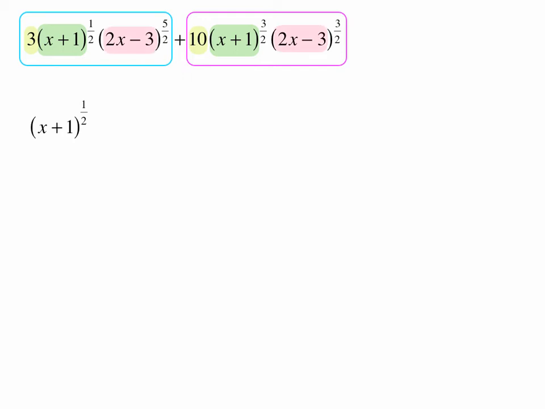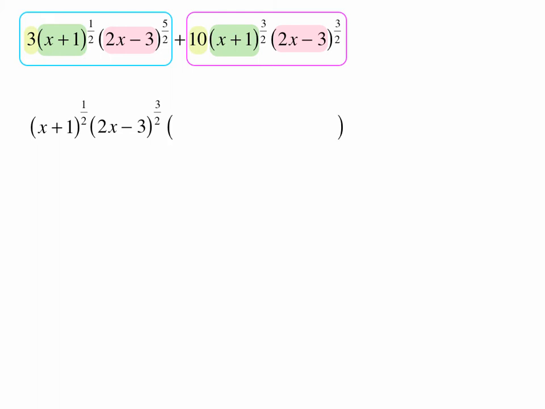The last thing in both sets, we have the same base of 2x minus 3. 2x minus 3, we can definitely pull that out. How much? Well, in the first group, we have 5/2. And in the second group, we have 3/2. The smallest amount is 3/2. So we're going to pull out the quantity 2x minus 3 to the 3/2 power. When I'm pulling it out, what I'm really saying is I'm going to subtract it or divide it. So let's see what's left.